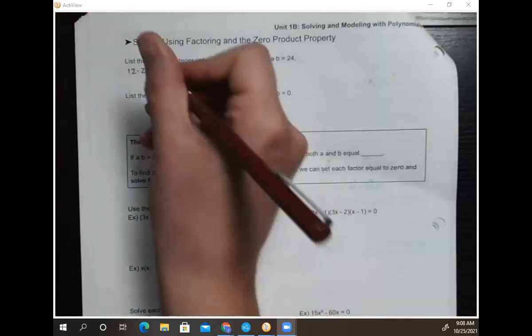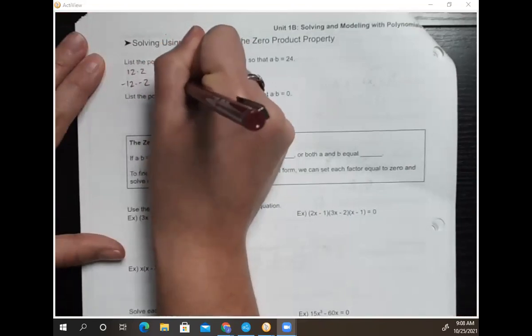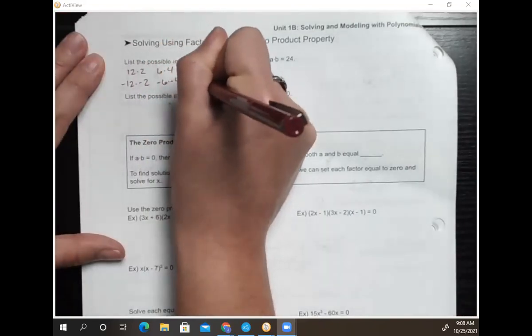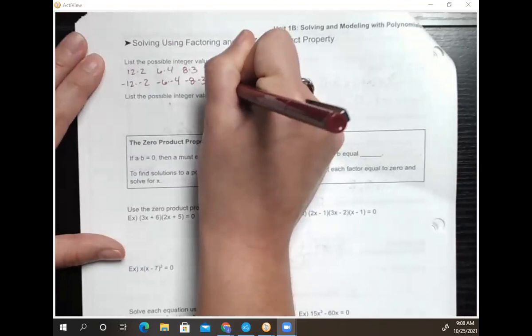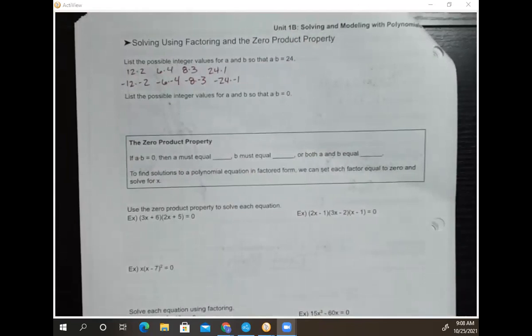The negatives, right? So negative 12 times negative 2, negative 6 times negative 4, negative 8 times negative 3, and negative 24 times negative 1, right? Since a negative times a negative gives me a positive, I could be multiplying two positive numbers, or I could be multiplying two negative numbers. And those would be my integer factors of 24.